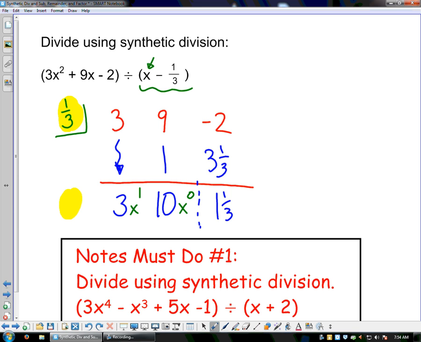So our final answer should be 3x plus 10, because remember x to the 0 is just 1, and now we need to write our remainder. So plus 1 and 1/3 divided by x minus 1/3. So that's our quotient plus remainder over divisor.